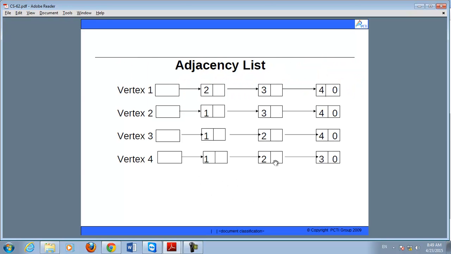There is a 1 to 2 and 3. This is the adjacency list representation, which overcomes the drawbacks of the adjacency matrix. This is all about the representation of a graph.